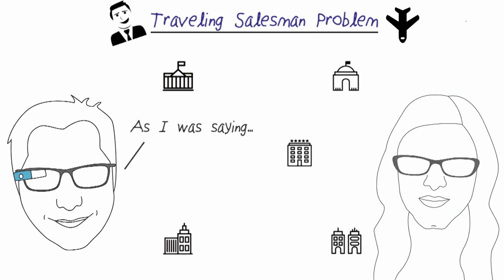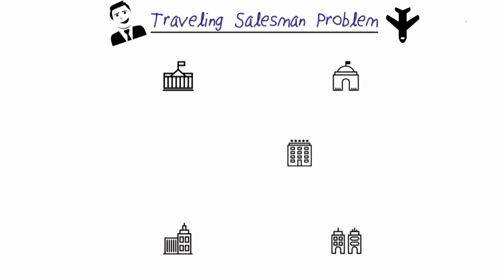As I was saying, imagine you're a salesman and you have 5 cities you want to visit. You can start in any city, but you have to fly to all of them before your tour is over. And you have to come back to the starting city in the end. What is the most efficient order of flights to minimize overall distance flown?